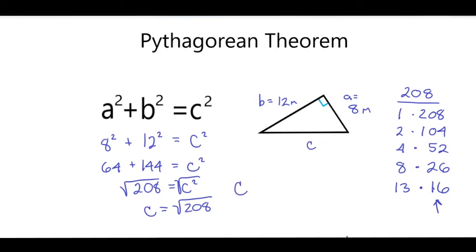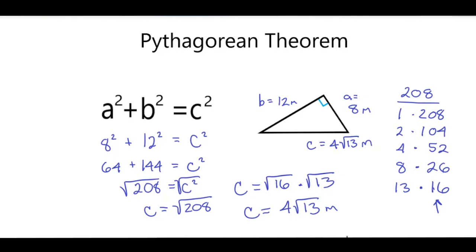All right, so it looks like 16 is one of our factors. So I can say that C is equal to the square root of 16 times the square root of 13. And I know the square root of 16. So C is equal to 4 times the square root of 13. And that's going to be labeled meters. So C is equal to 4 square root of 13 meters.